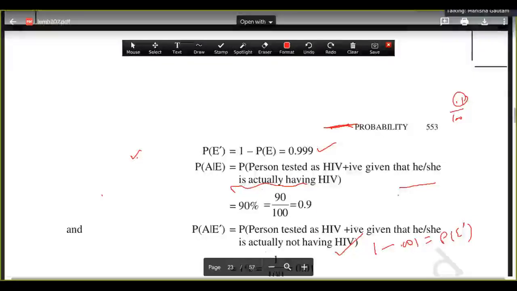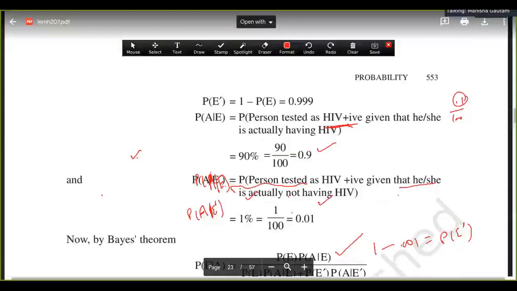Now here's a question. A means diagnosed HIV and he has HIV. Both are the statements, listen carefully. Diagnosed and he has, this is given to you as 90%, which is 90 upon 100, 0.9. Second, he is diagnosed HIV but he doesn't have HIV, E naught. That is given to you as 1%, that is 0.01.